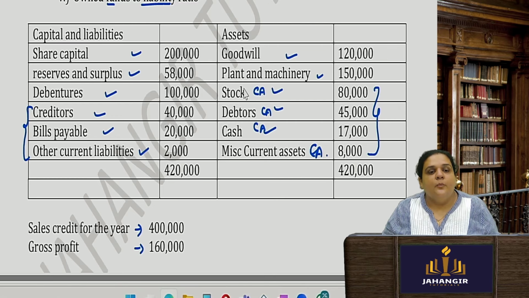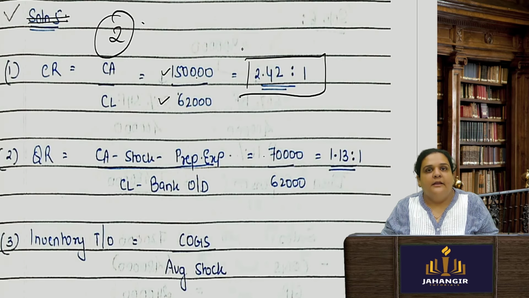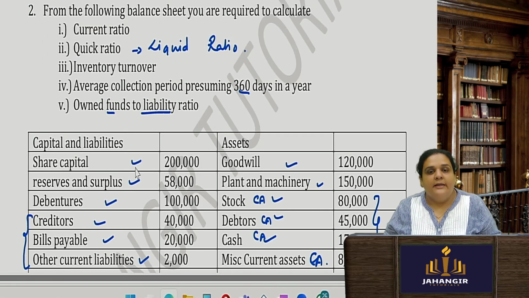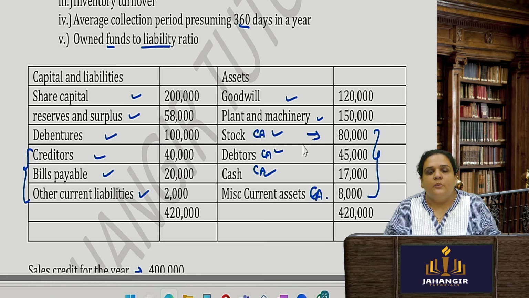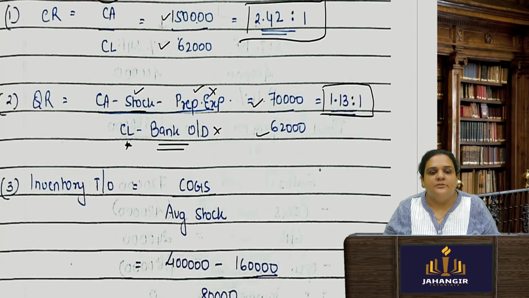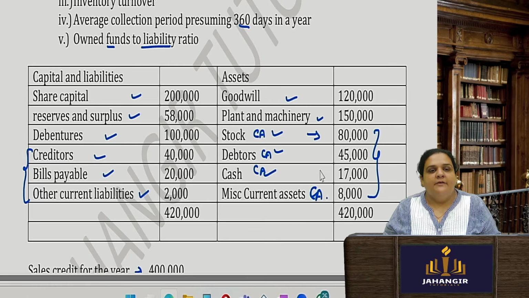Then they are telling me to find the quick ratio. Quick ratio means liquid ratio. In case of liquid ratio, from current liabilities I'll have to remove bank OD. But from current assets I'll have to remove stock also and prepaid expense also. So there are no prepaid expense, there is no bank OD. But yes, stock is there. How much is the stock? 80,000 here. So 1,50,000 minus 80 will be 70. Current liabilities will remain the same, 62. So my quick ratio is 1.13 is to 1. Okay. Then we have inventory turnover ratio.